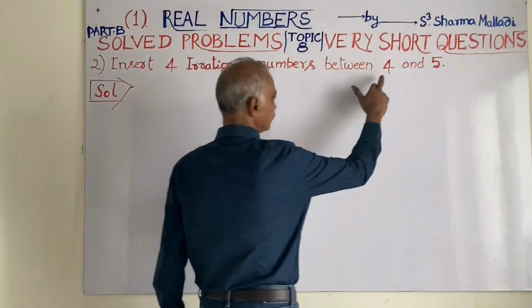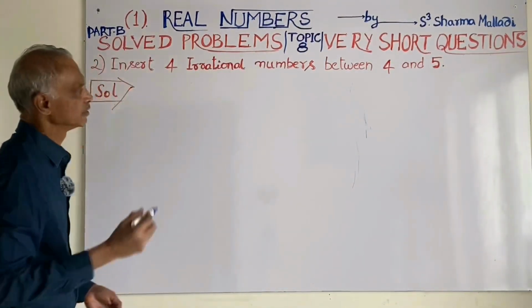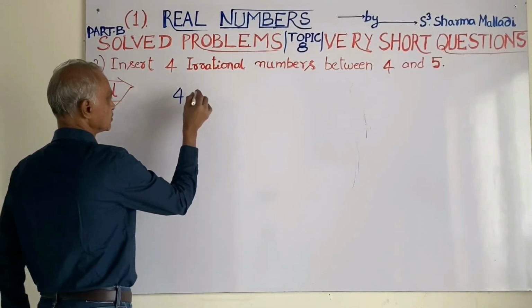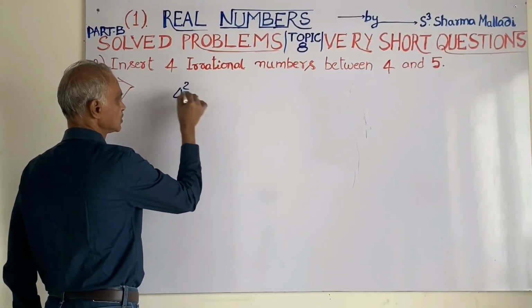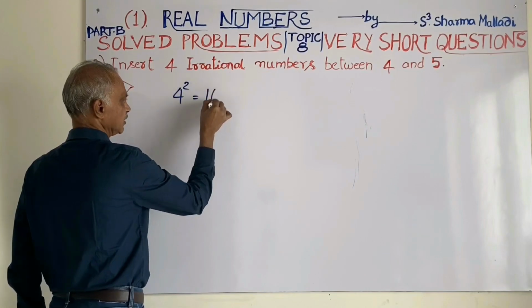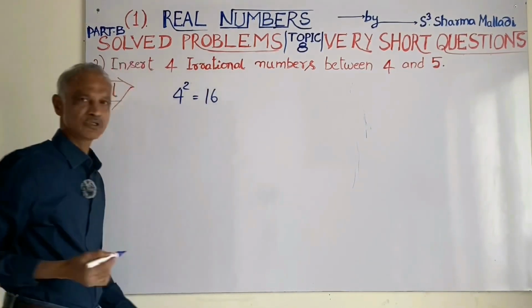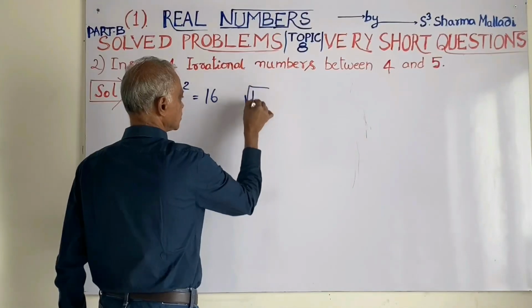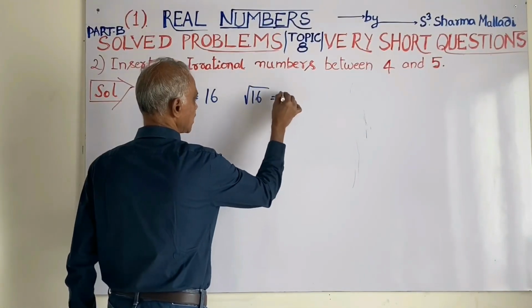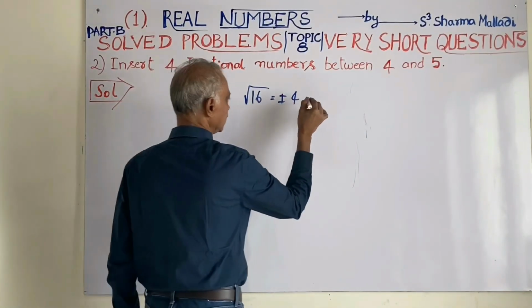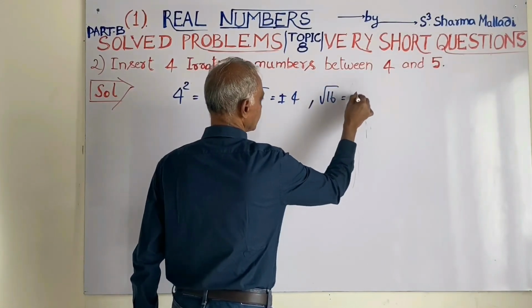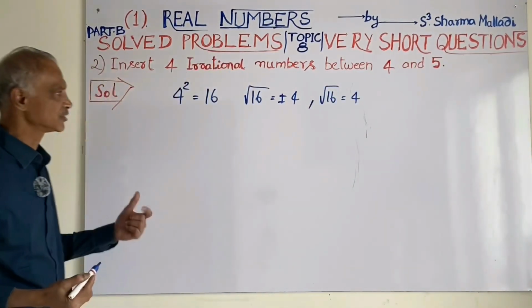What is the solution? You take 4. What is 4 square? 4 square is 16. Root 16 is equal to plus or minus 4. You take root 16 is equal to plus 4. You can take anything.